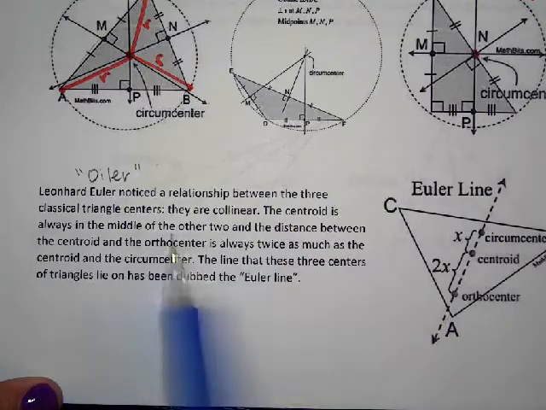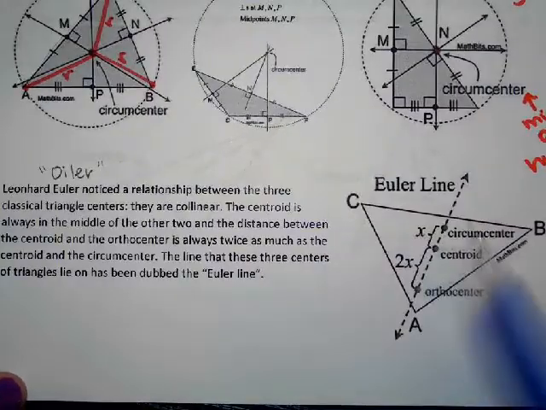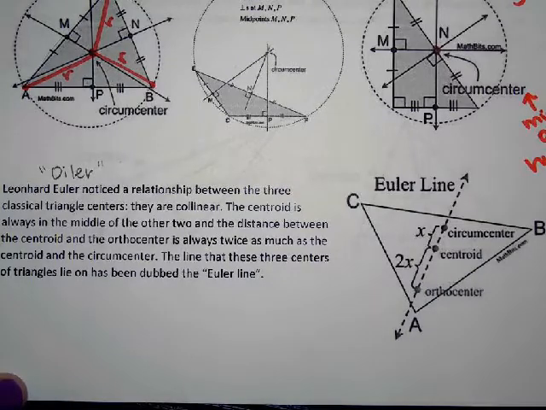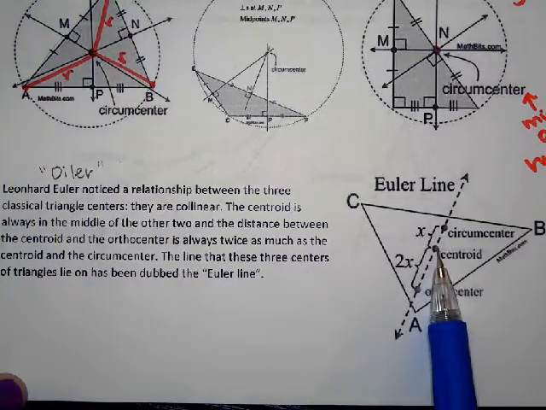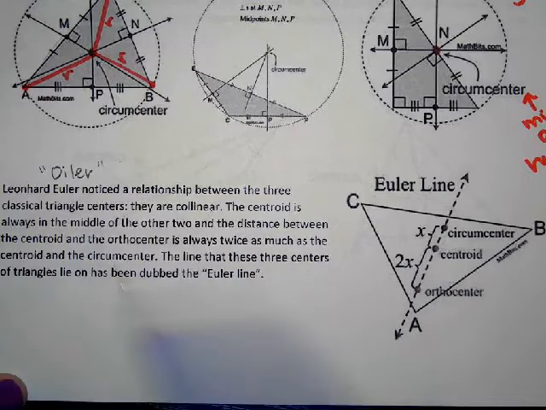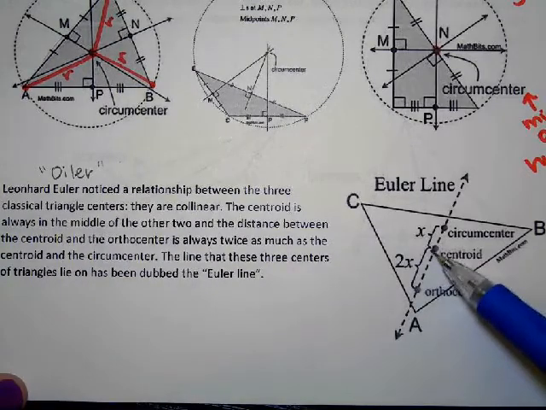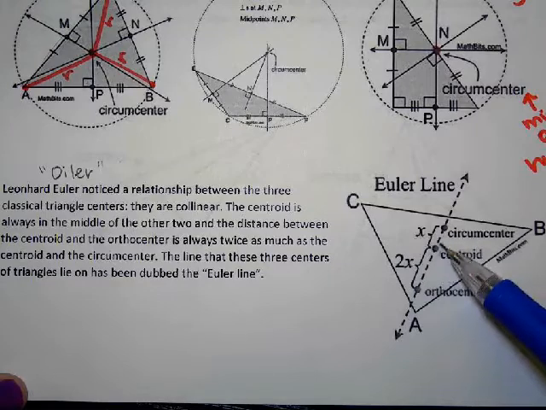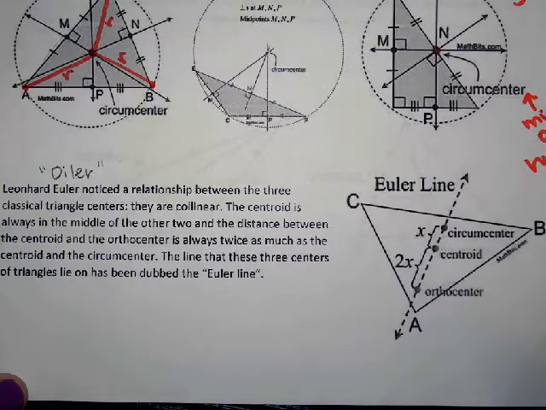The centroid is always in the middle of the other 2. This is how the picture always works. If you were to draw any triangle you could think of and find them, the centroid would always be in the middle. And then the distance between the centroid and the orthocenter would always be 2 times the distance between the centroid and the circumcenter. Always. It would have a 2-to-1 ratio every single time. And they would be in a straight line.